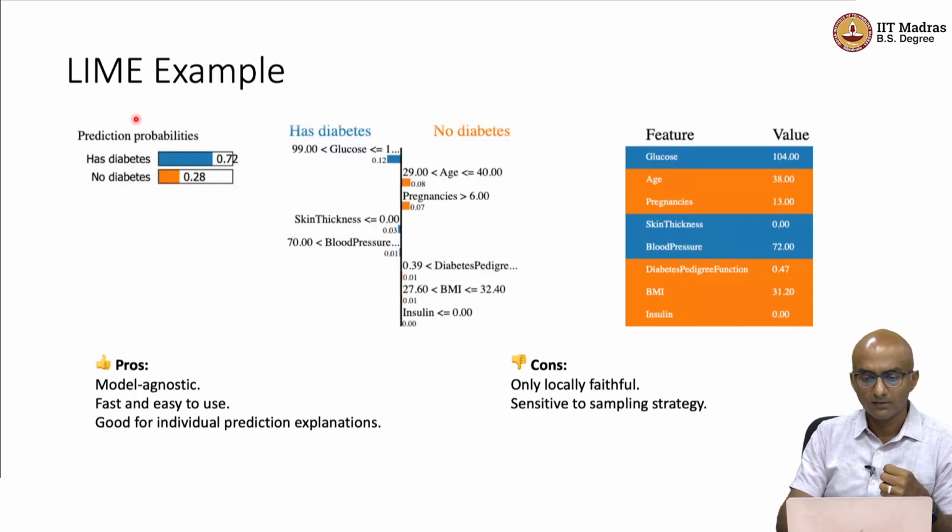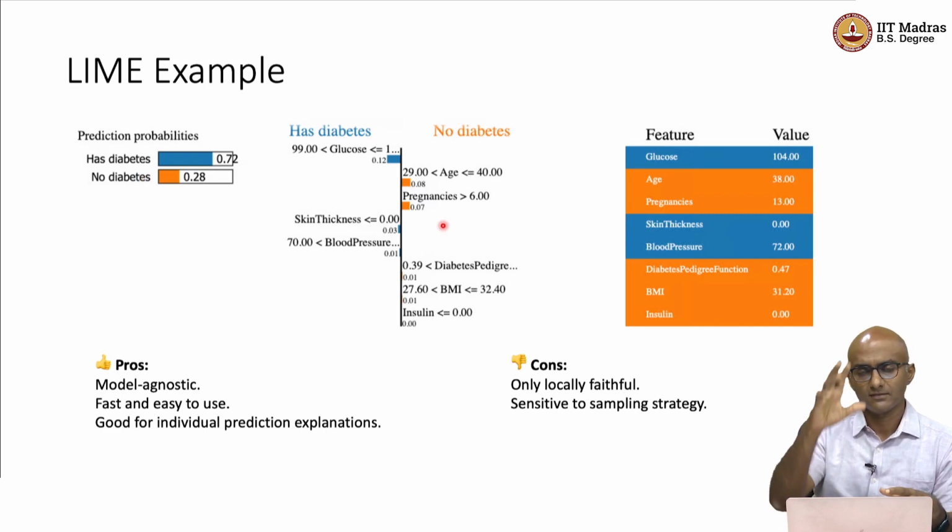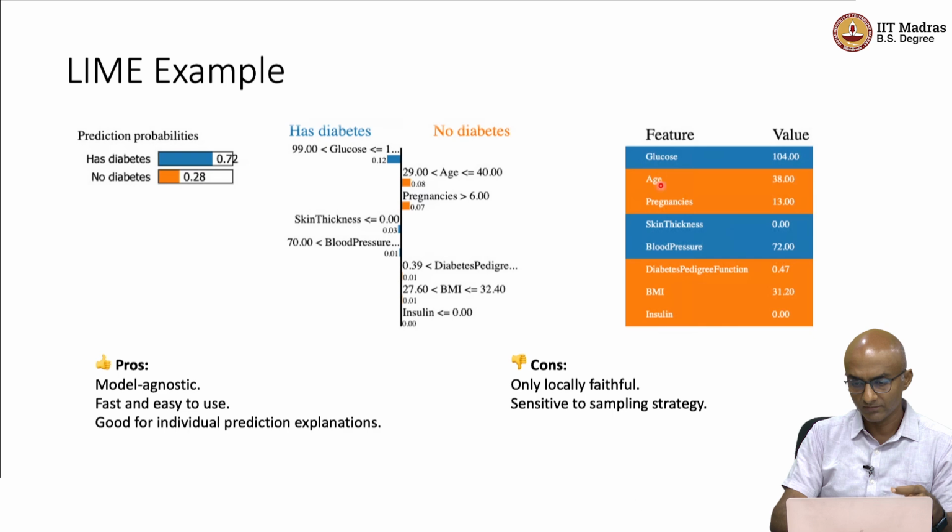So let's take an example. Let's say it's a binary classification problem. Has diabetes or does not have diabetes. So for a specific type of sample that I'm giving, and the sample has a bunch of feature values. So glucose is 104, age is 38, pregnancies is 13, blah, blah, blah. So these are all readings. The model predicts that the chance of the person having diabetes is 0.72, no diabetes is 0.28.